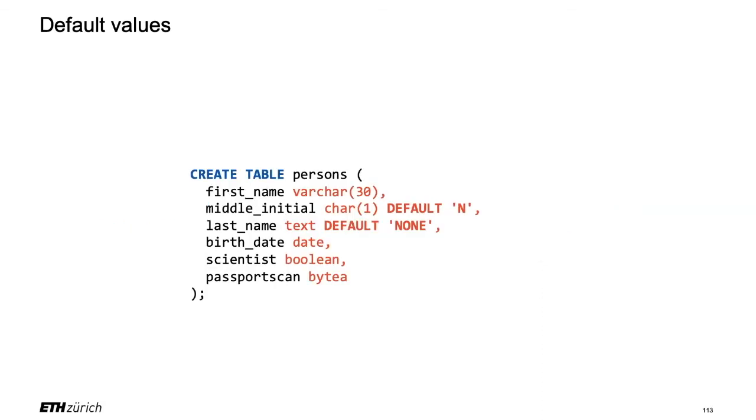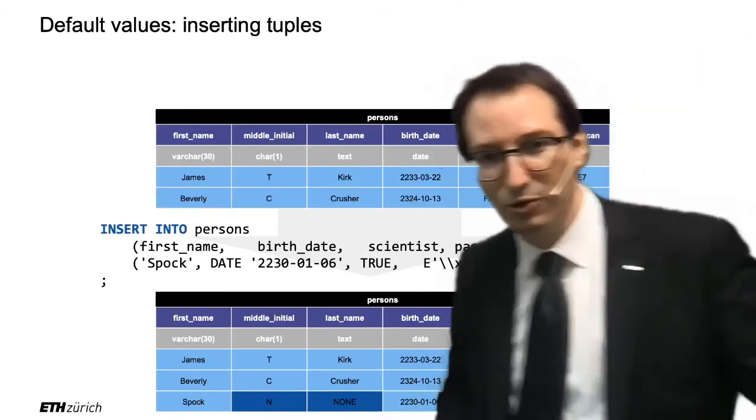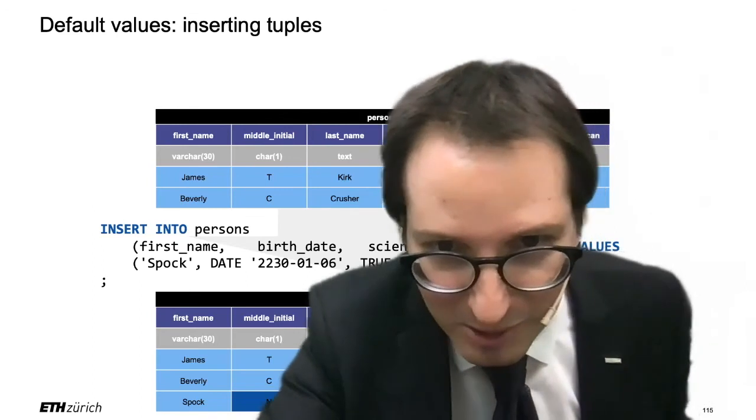So what happens if I insert tuples, but I don't want nulls in the missing columns? I want default values. What if I want my middle name to be n by default and the last name to be none? Well, now, if you defined it that way, and you try to insert, now I need to use that trick. It's really an awesome trick.